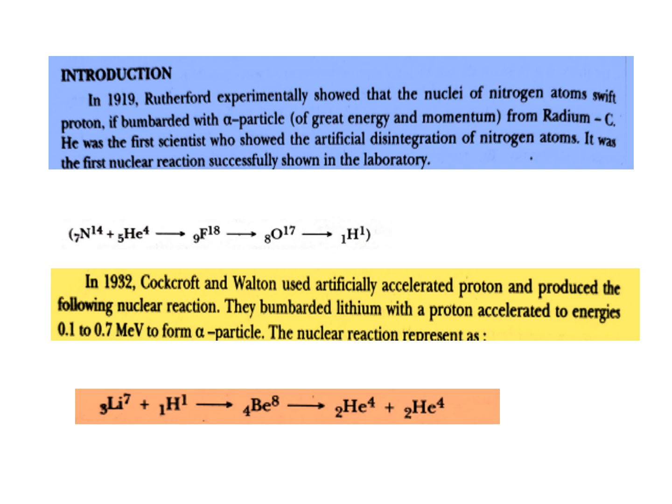After that, Cockcroft and Walton in 1932 accelerated protons with high speed and bombarded them on lithium, and it turns to two particles of helium, with energy from 0.1 to 0.7 million electron volt.